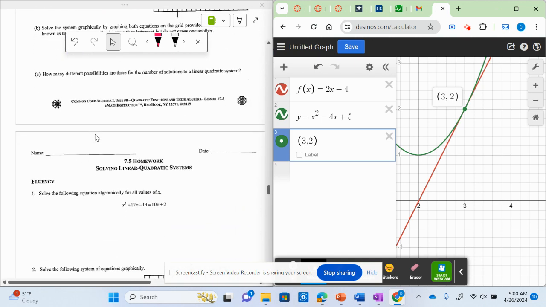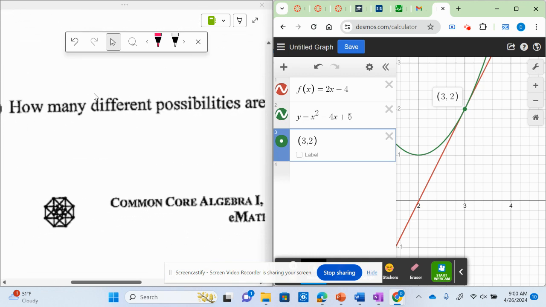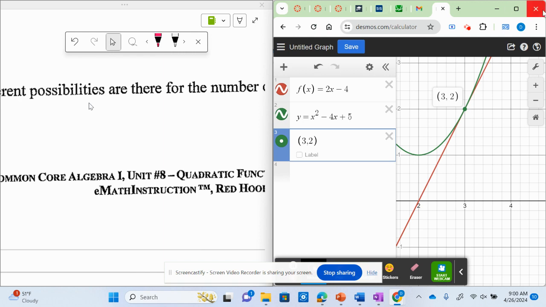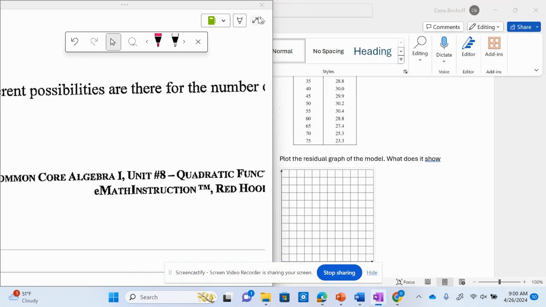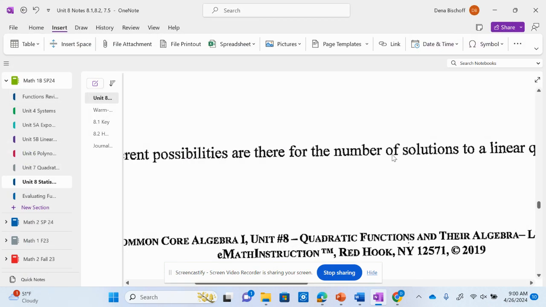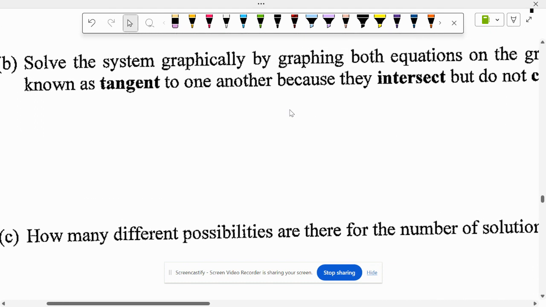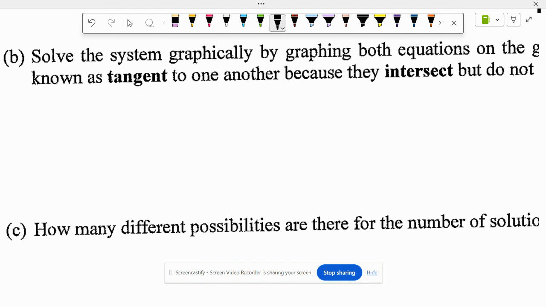So this bottom question though is important. How many different possibilities are there for the number of solutions on a quadratic? That is important. So I want to show you. I'm going to make 3 little graphs right above. Yeah, I do want you guys to draw this. I'm going to put a quadratic equation on it, and then I'm going to put a linear function going through it. So I have 2 solutions.